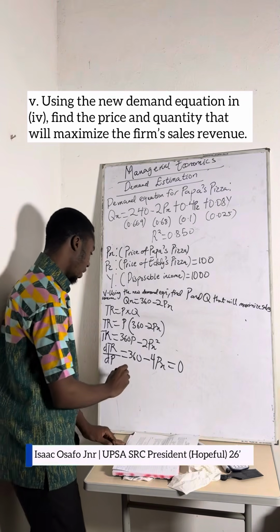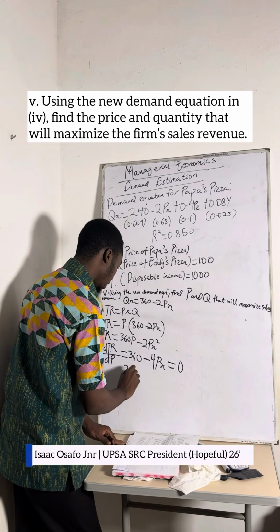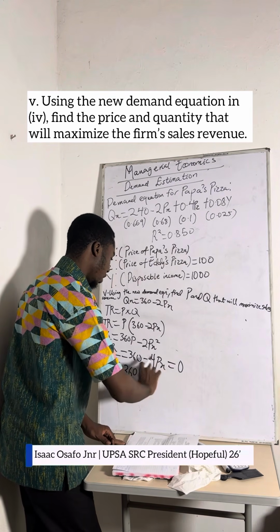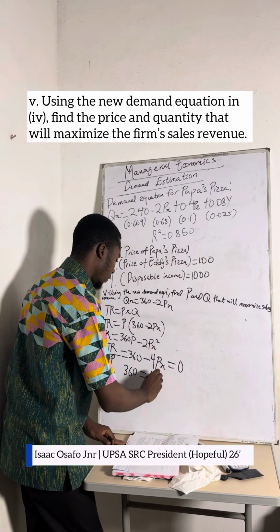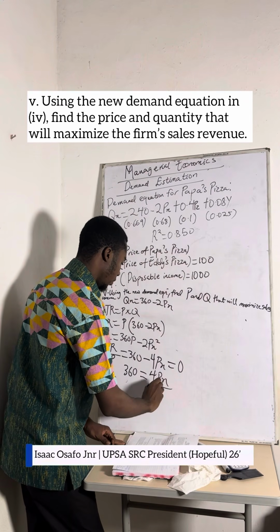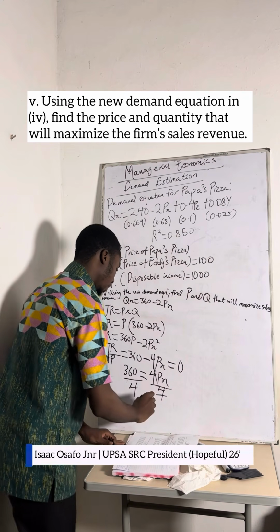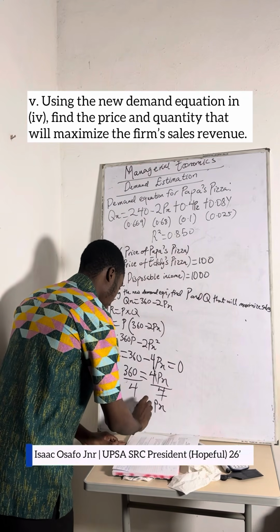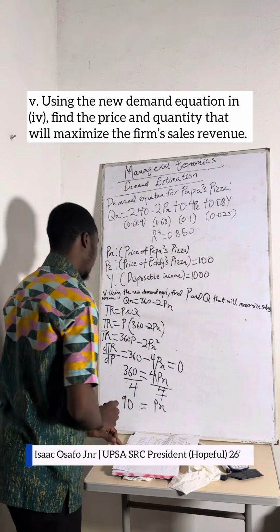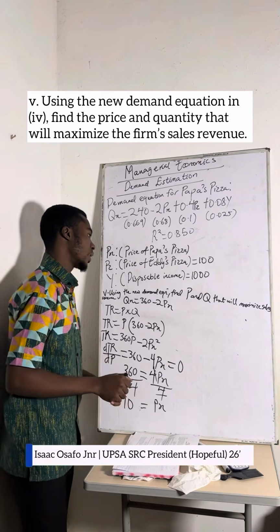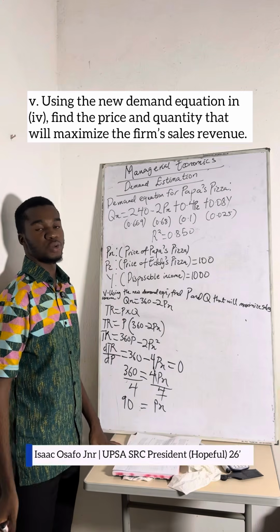Do you get it? So now you are going to get 360 is equal to negative 4px, which will cross the equal to sign, then we get 4px. You can divide both sides by 4 to let px stand alone. Then our px should be equal to 90, right? So this is the price that will maximize the firm's total revenue.